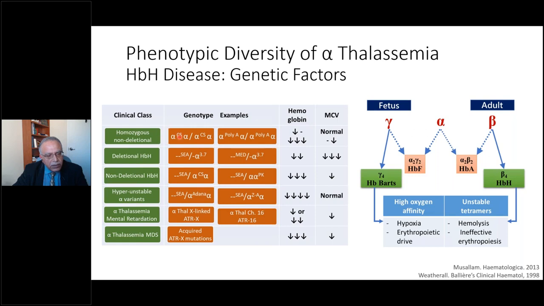Multiple different mutations or deletions within the alpha gene locus give rise to many different combinations of what we would call hemoglobin H disease. The underlying hemoglobin H disease is a tremendous number of different syndromes which can be grouped into homozygous non-deletional, deletional hemoglobin H, non-deletional hemoglobin H, and then hyper unstable alpha variants, and some rare forms of alpha thalassemia.